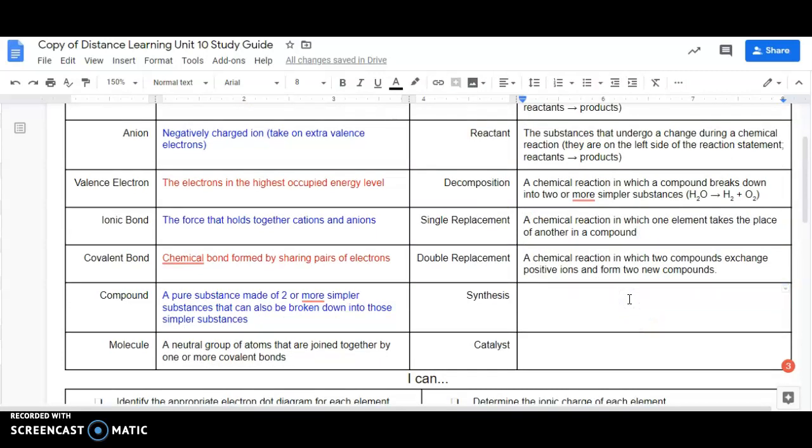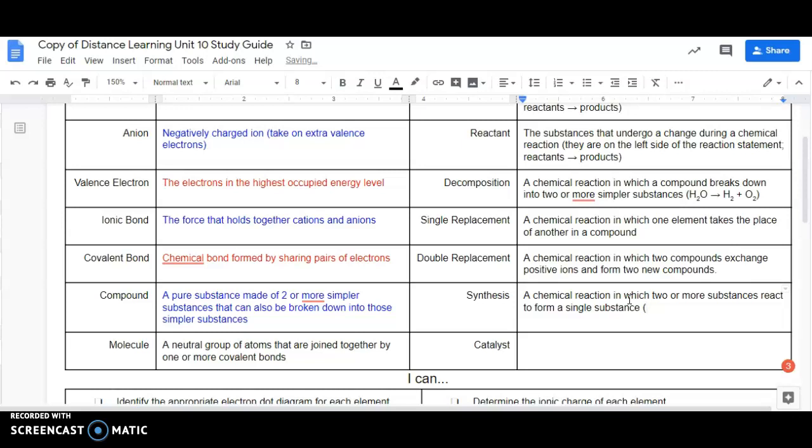Okay, our last type of reaction is synthesis. So this is a chemical reaction in which two or more substances react to form a single substance.